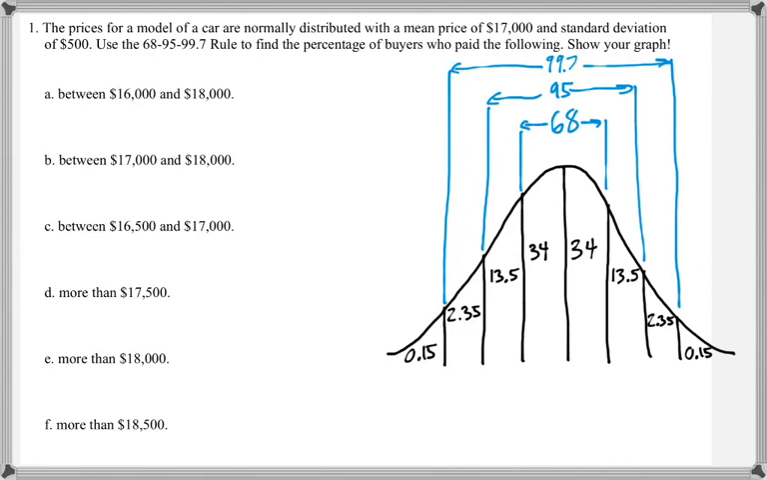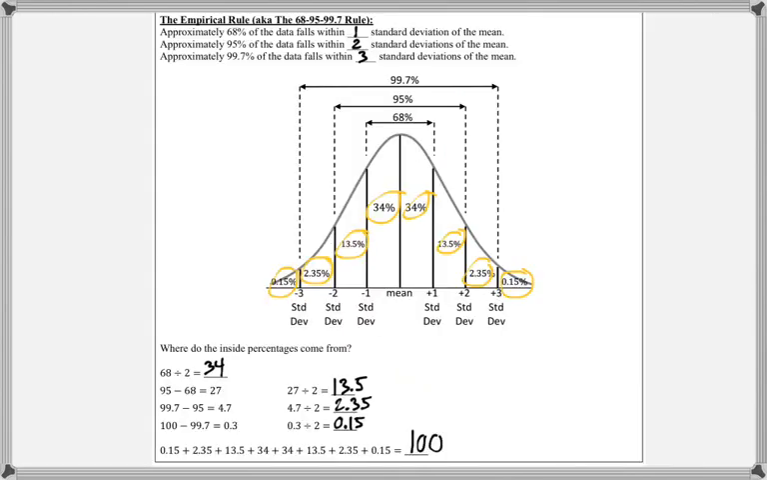The prices for a model of a car are normally distributed with a mean price of $17,000 and standard deviation of $500. Use the 68, 95, 99.7 rule to find the percentage of buyers who paid the following. Show your graph. So I've already drawn the normal distribution here.